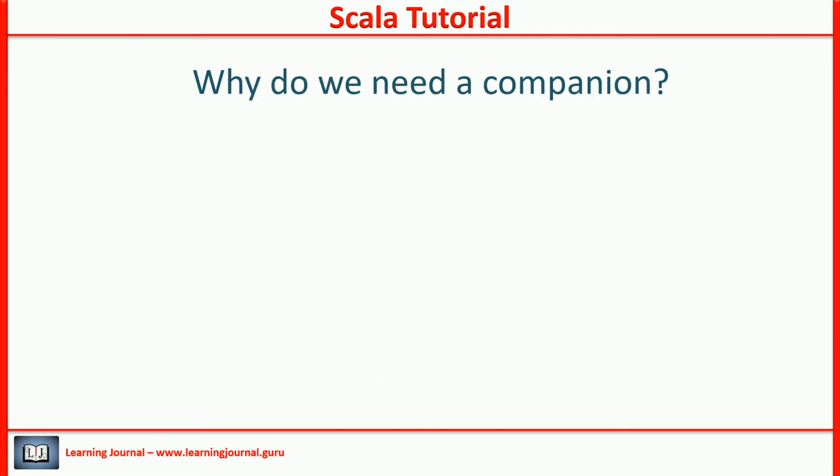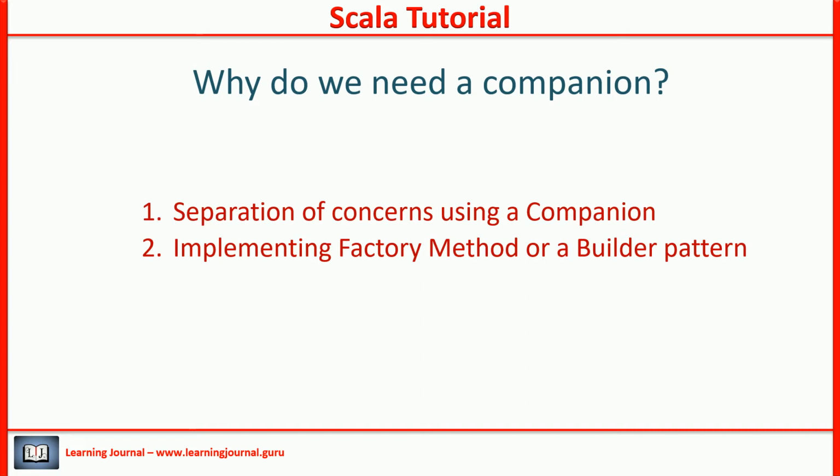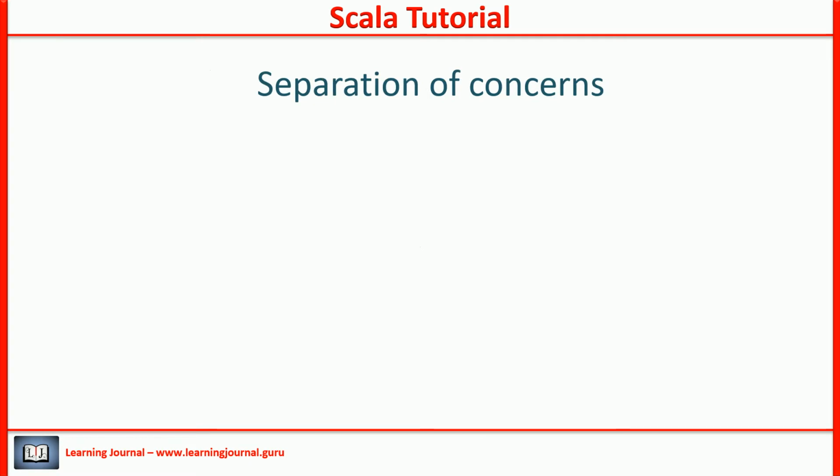Before we look at an example, let's try to understand the reason for having a companion object. What purpose do they serve? There are two main reasons: separation of concerns using a companion, and implementing factory method or a builder pattern. Let's talk about the first point.